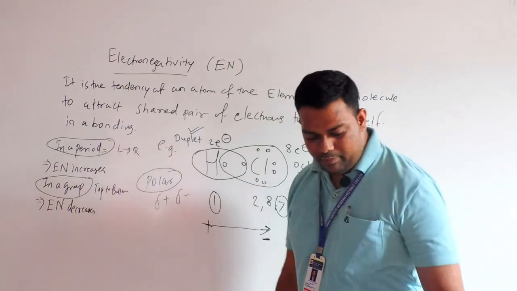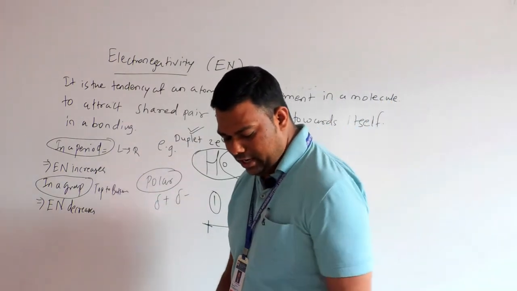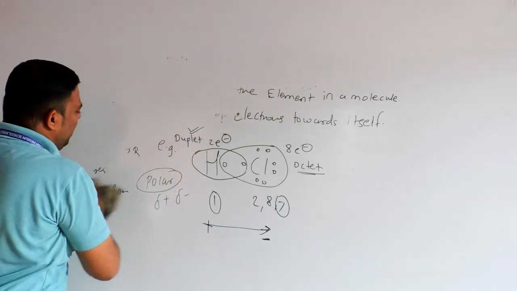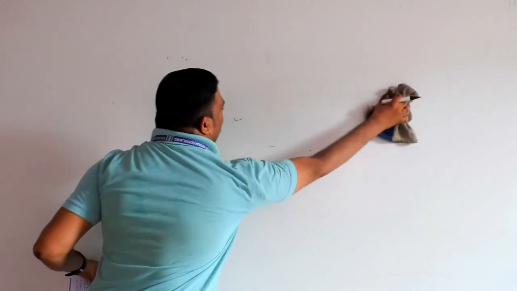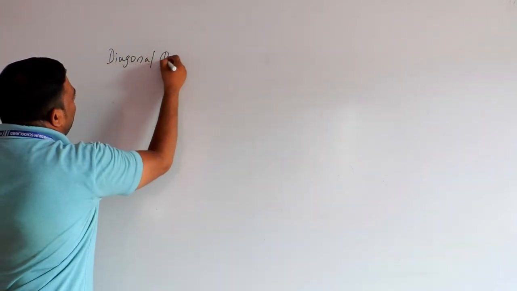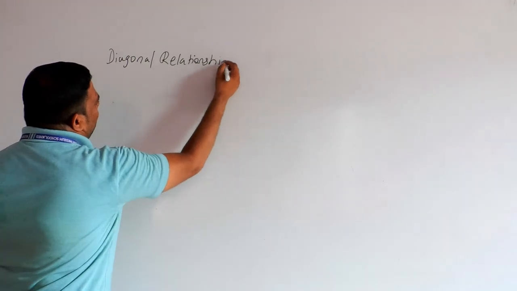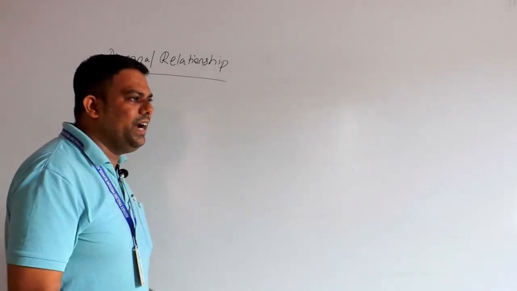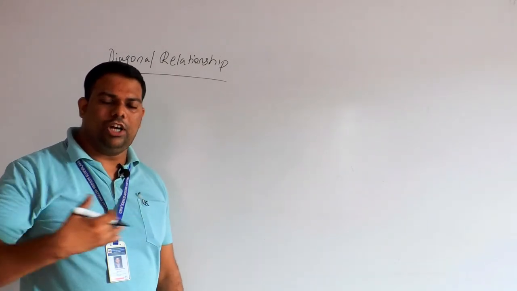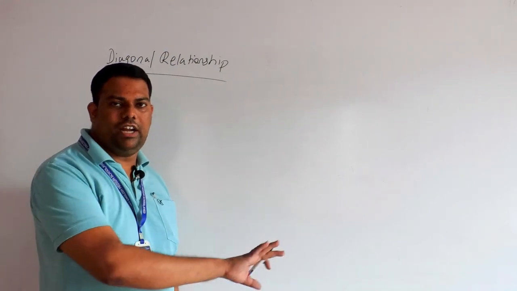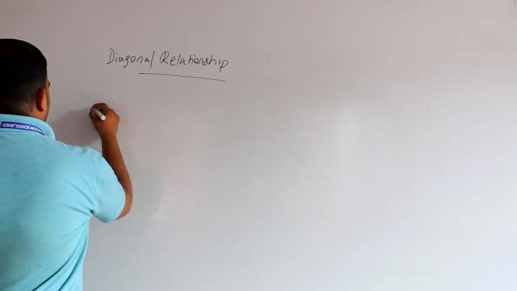Now the last point of this topic that we will discuss is the diagonal relationship. Between the second period and third period, some properties show resemblance. So we call it a diagonal relationship between the second period and third period. We will draw it here, starting with the second period.